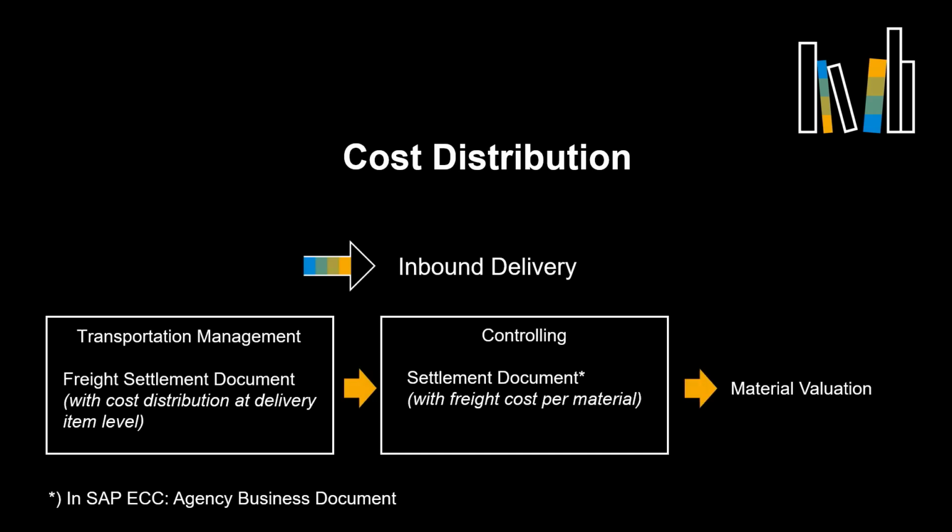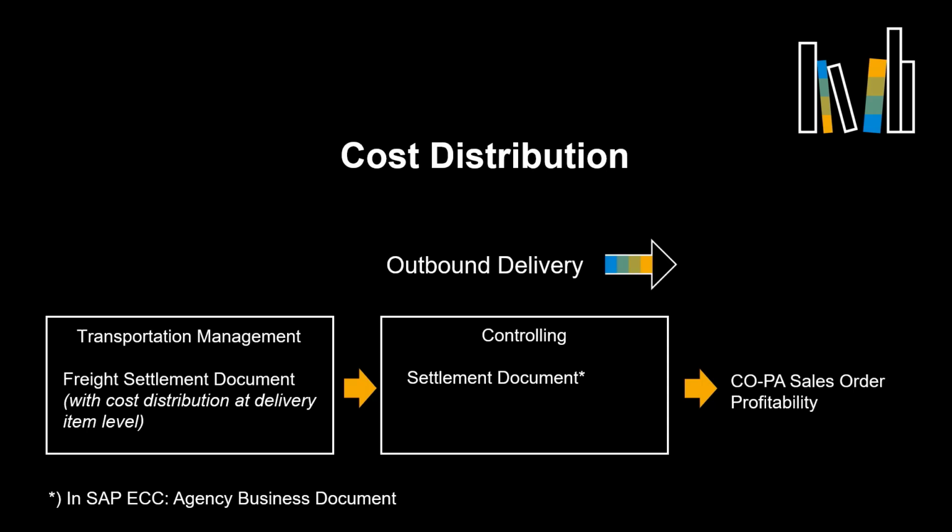For inbound deliveries, we can create a freight settlement document in SAP Transportation Management. This document is later reflected in controlling, with a distributed freight cost per material, influencing the valuation of the materials. For outbound deliveries, we can do the same, this time having the cost element reflected in the sales order profitability.